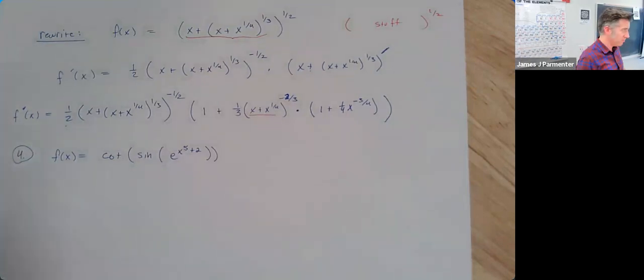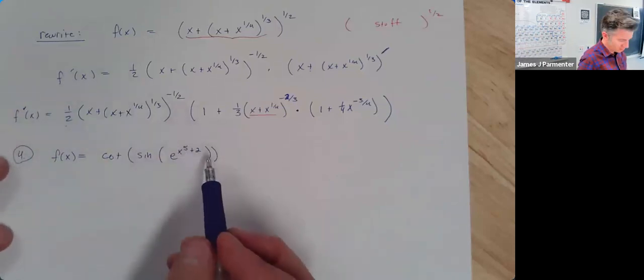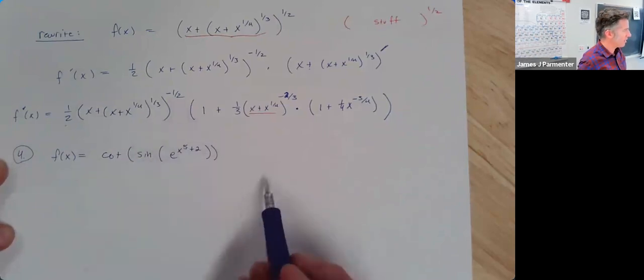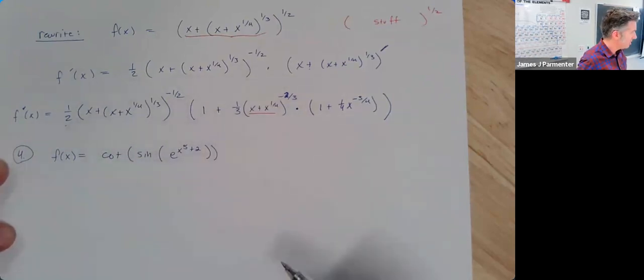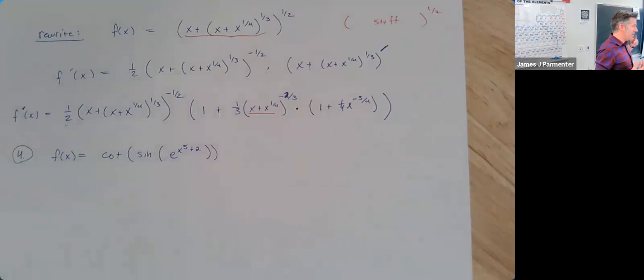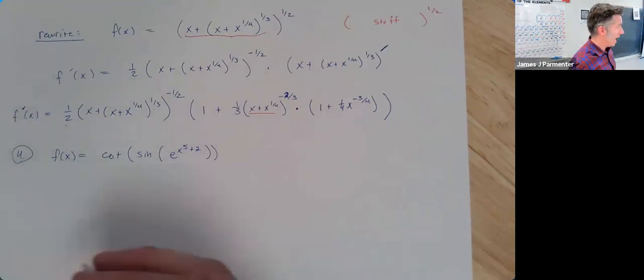Fortunately, the way this one's written, it's easy to identify what the outermost function is. The outermost function is cotangent. You could also work from the inside: start with x, then x to the 5th, then plus 2, then e to the that, then sine of that, then cotangent of that. The cotangent is the last thing that's happening. But the way I would prefer to phrase it is to see that cotangent is the outermost thing, and we're definitely going to take the derivative of the outermost thing first.